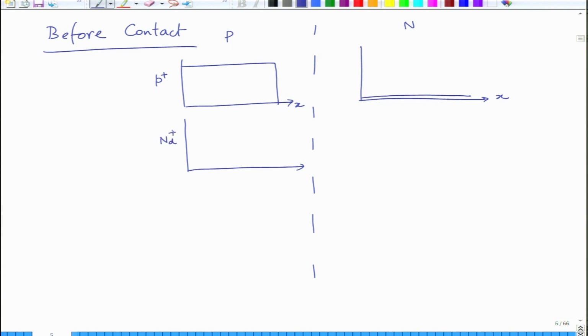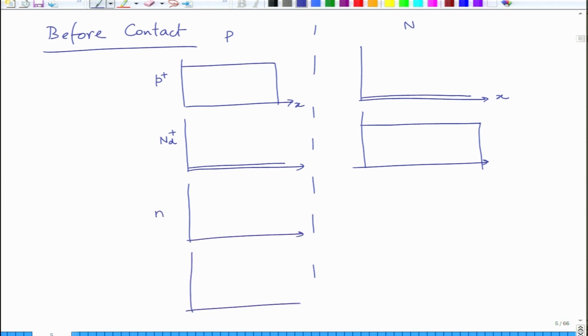Now when you plot Nd plus, P plus is the hole density, and this is the donor density. Donor density is very small in P type semiconductor, but very large in N type semiconductor, alright. So this is something like that, depending upon the thickness you will have. Similarly, you can plot the electron density, and you can plot the acceptor density, alright.